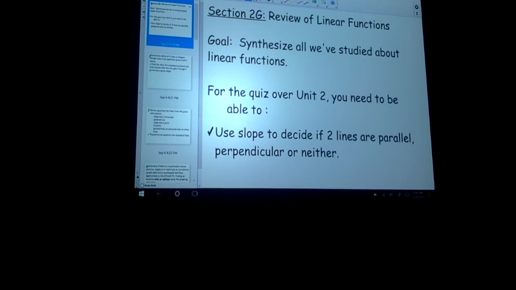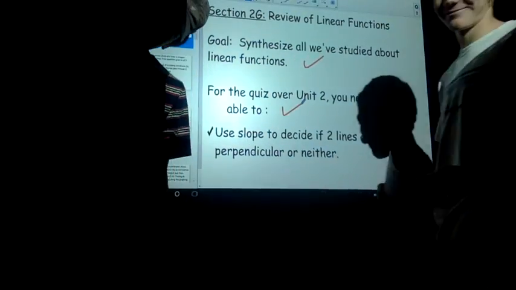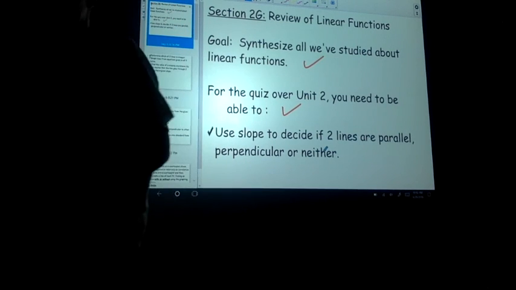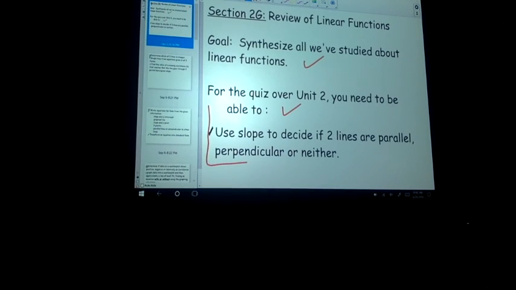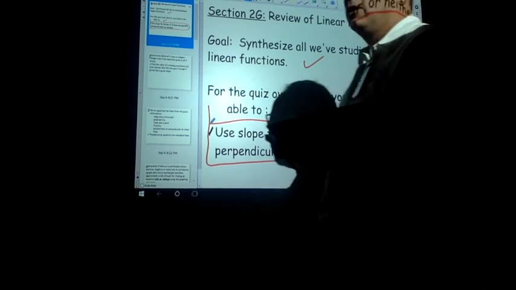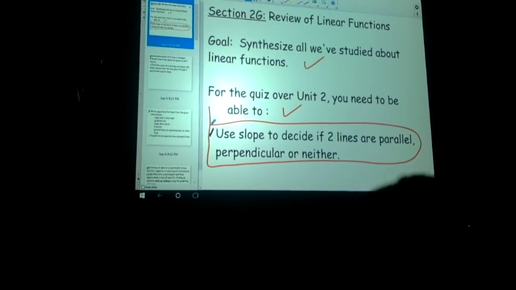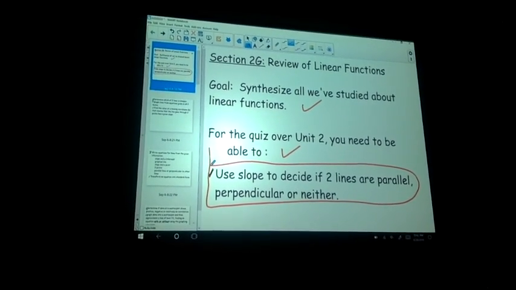All right, ready? So we've taken care of all these things. We will have a quiz over Unit 2. We need to use the slope to decide if two lines are parallel, perpendicular, or neither. Does anybody need any help on that? So you have to be able to get something as y equals mx plus b so you can identify the slope. Does everyone understand the concept if it's parallel, perpendicular, or neither? We good? All right. Let me know if you need me to pause.